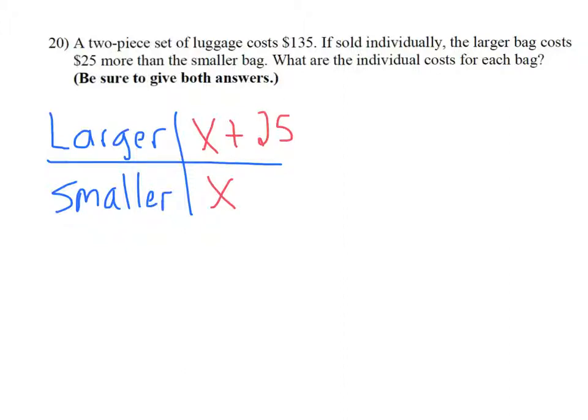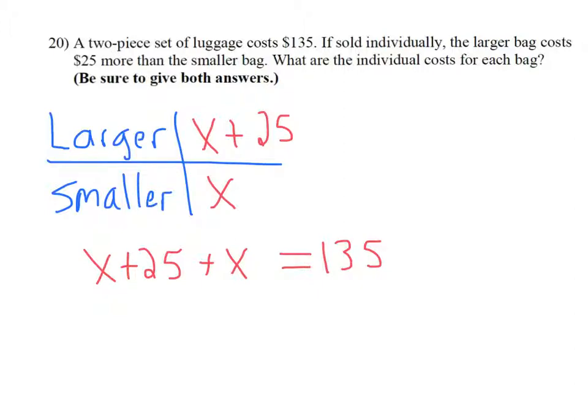Now that I have two expressions for each piece of luggage, I need to determine what to do with them. I know that the total cost of the luggage is $135. That means if I add the larger to the smaller, my total is 135. The larger is x plus 25, added to the smaller, which is x. So my equation is x plus 25 plus x equals 135.